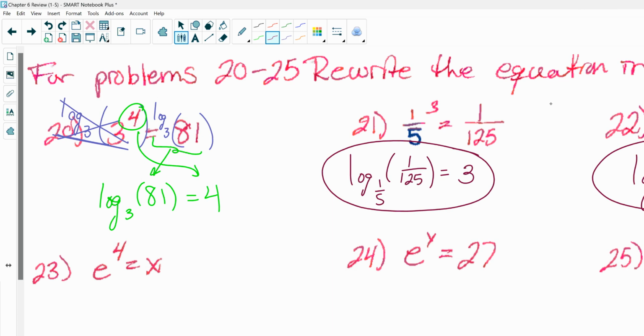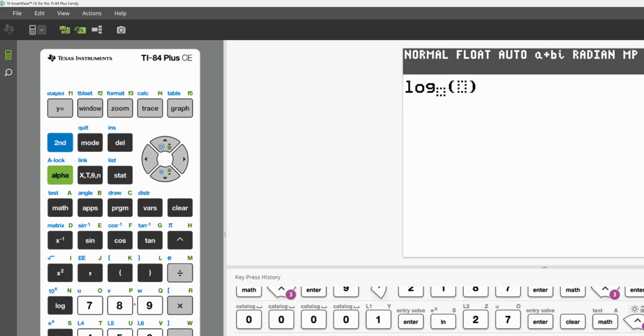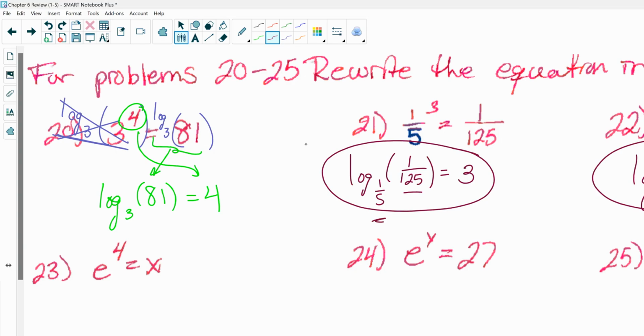Now, if I wanted to check one of these, I can grab the graphing calculator and go to math. Log base 125 of 25 is 0.6 repeated, which is 2/3, which is exactly as we had it written, yes? So that's a way to check these. But the only time we can check them is if the base, the number inside, and what it's equal to are all numbers. We don't have variables.